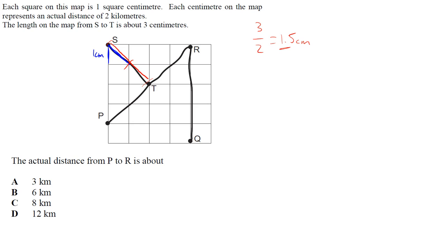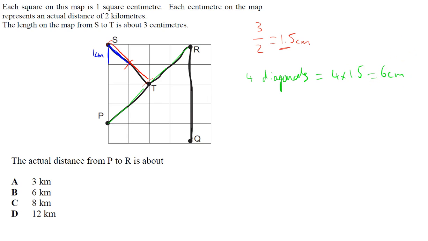Let's use that to find the actual distance from P to R. So P to R is 1, 2, 3, 4 diagonals. So 4 diagonals with 1.5 for each diagonal. We need to do 4 times 1.5, which is equal to 6 centimetres.